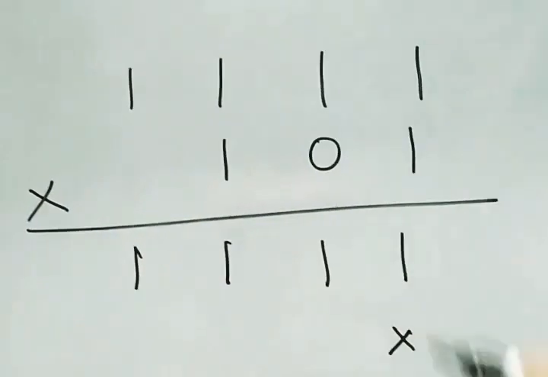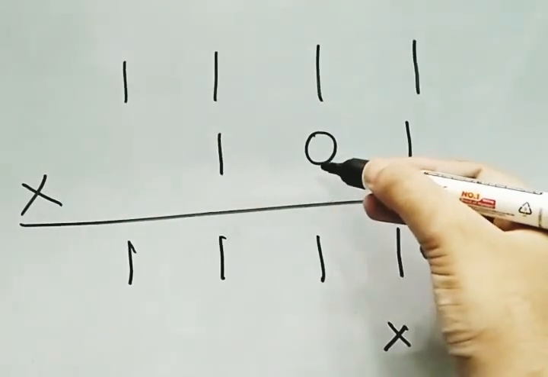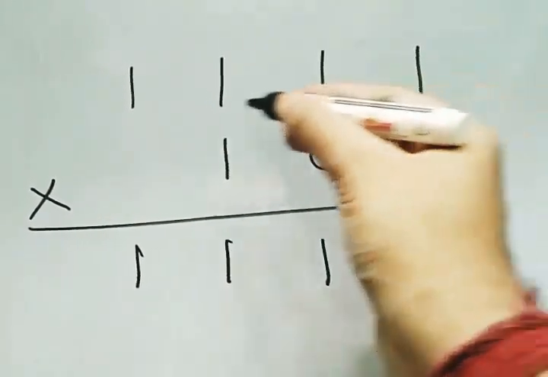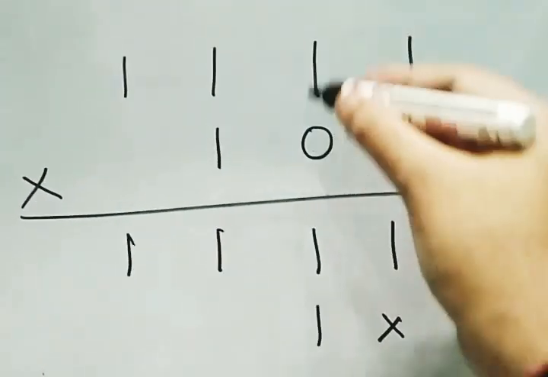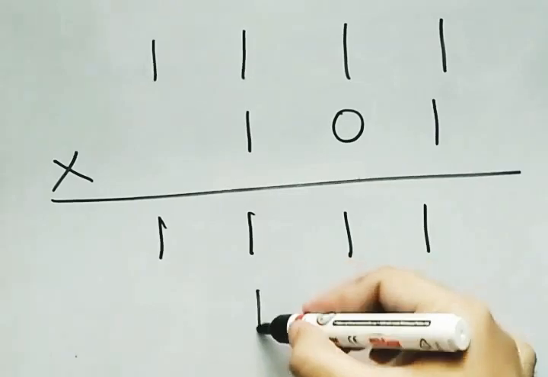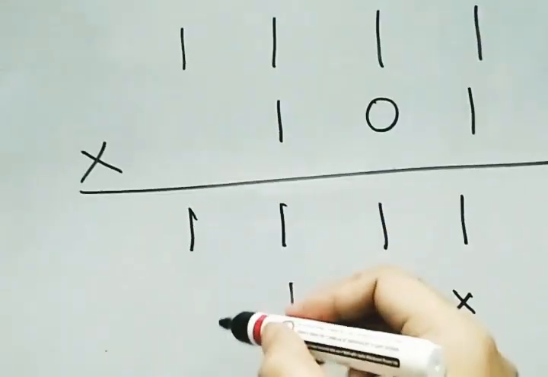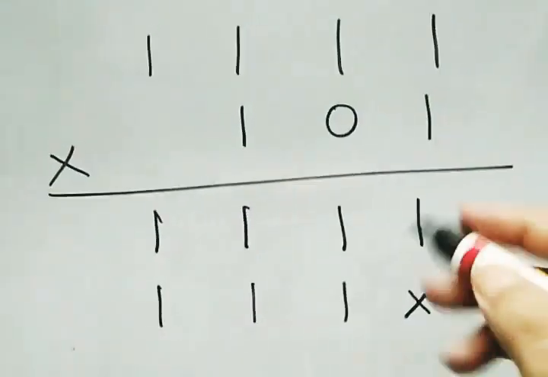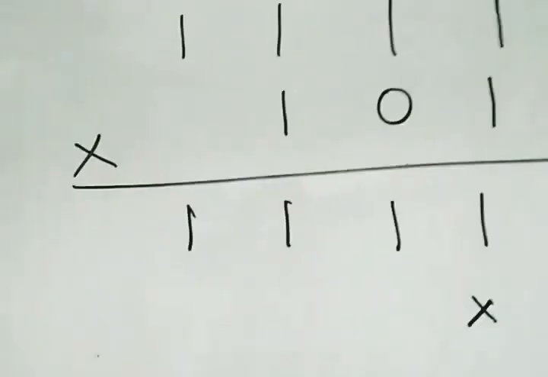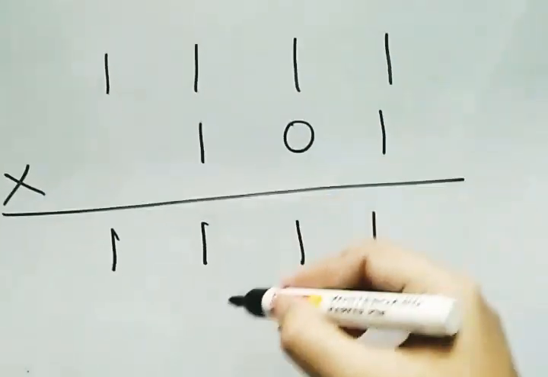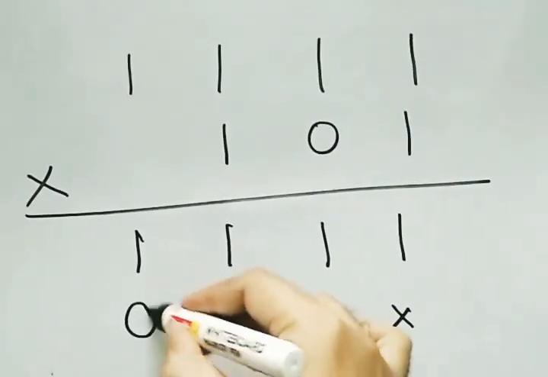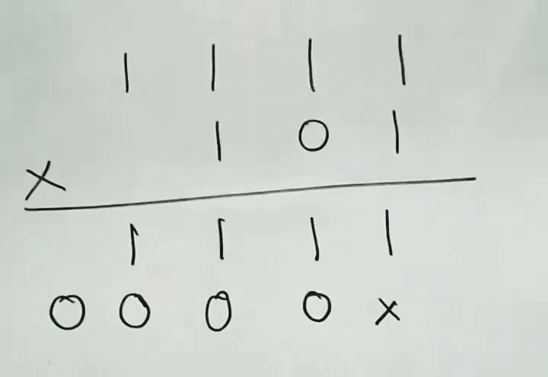The next digit of the second number is 0. We'll multiply with all the digits of the first number. 0 into 1, 1. So whatever multiplied with 0 is 1. Sorry, 0. Whatever multiplied with 0 is 0. So 0 into 1 is 0. 0 into 1 is 0. All the places will give 0.